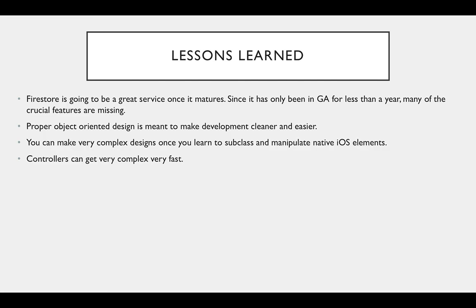Once you figure out all of the different ways to manipulate the native system, you can create very complex designs. Controllers themselves can also get very complex very fast when you start implementing a lot of delegates. It definitely grows into a very large class when you have a table view controller, a table view, a search bar, the force touch, the haptic feedback. All of those require delegates, and once you implement all of these, your superclass gets much larger, and the methods that you're overriding get much larger as well. So it gets much more complex.